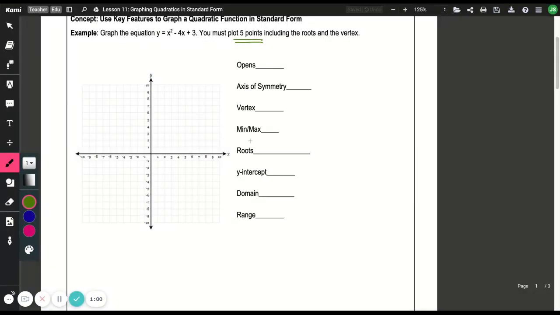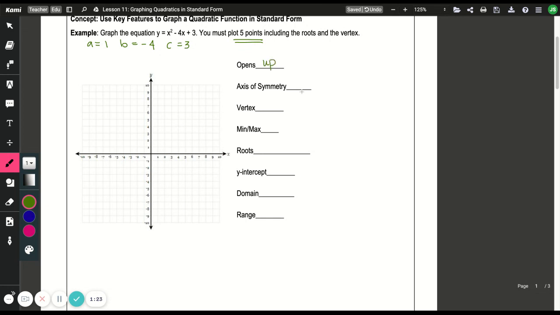So we're going to start out filling out all this same information that we did on lesson 10. So we're going to identify A, B, and C. A is 1, B is -4, and C is 3. Because A is positive, this graph is going to open up.